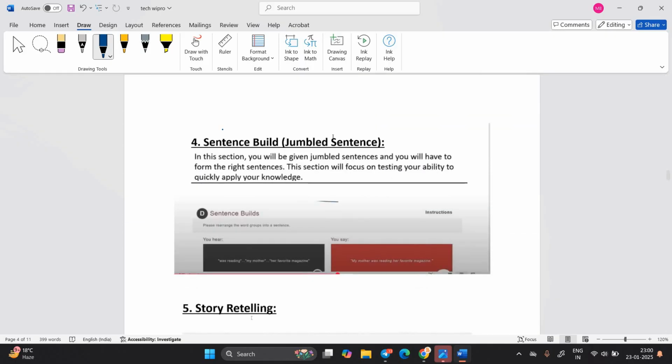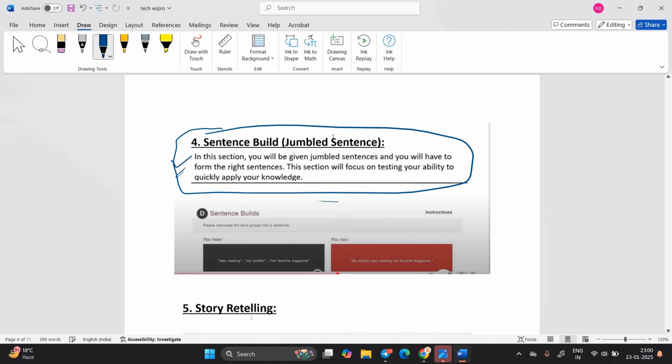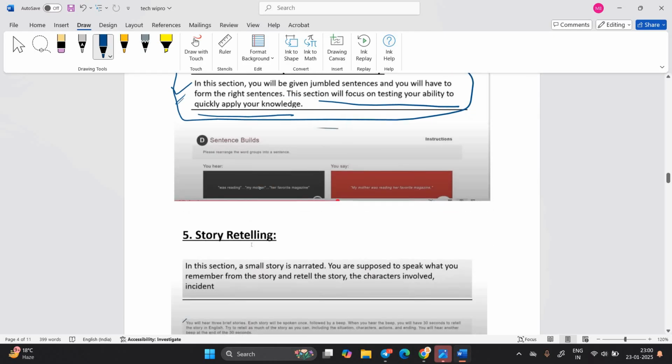Next is sentence build, jumble sentence. In this section, you will be given a jumble sentence and you will have to form the right sentence. This section focuses on testing your ability to quickly apply your knowledge. Okay, was reading my mother her favorite magazine. You have to say, my mother was reading her favorite magazine. Jumble sentences are there. You have to form the right sentence.